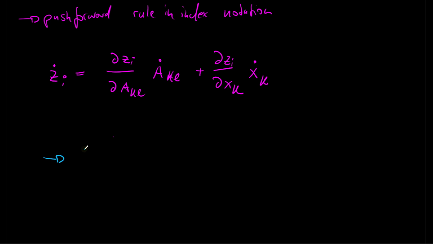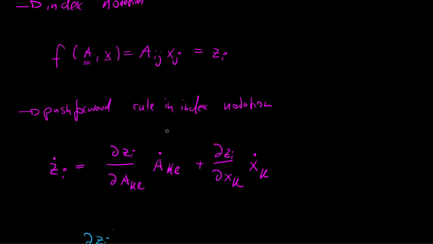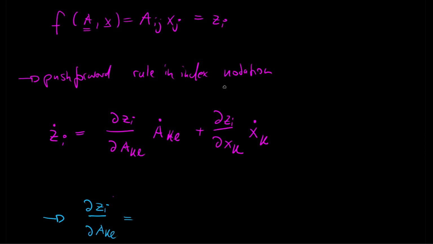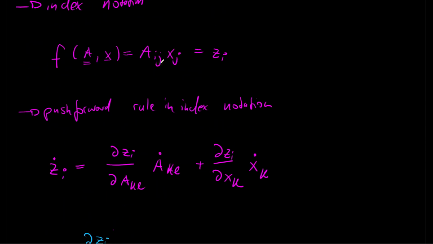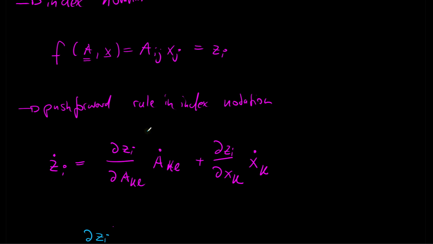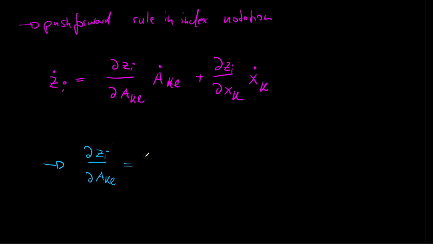So let me take that here. The derivative of the output with respect to A kl. Well, let's look at the equation here. We have A ij times x j with respect to A kl. And since x j does not depend on A kl, we can just take the derivative of A ij with respect to A kl.